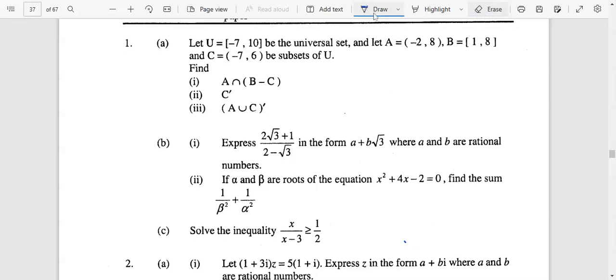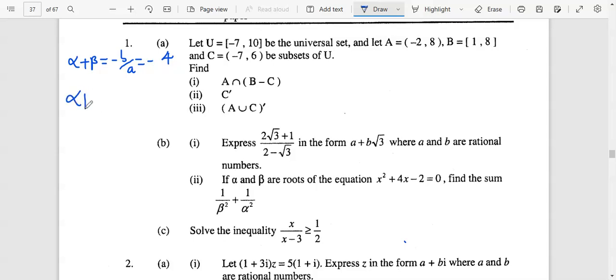Question number B, that is B2. If alpha and beta are the roots of the equation x squared plus 4x minus 2 is equal to 0, find the sum 1 over beta squared plus 1 over alpha squared. Now, first thing first, whenever we've been given the roots of an equation, first find the sum of the roots. So the roots we've been given are alpha and beta. So find their sum, alpha plus beta. We know this is given by negative b over a. So this is going to be negative b, in this case 4, over a, which is 1, the number in front of x squared. So it will just be negative 4.